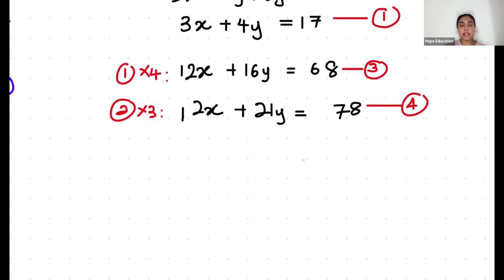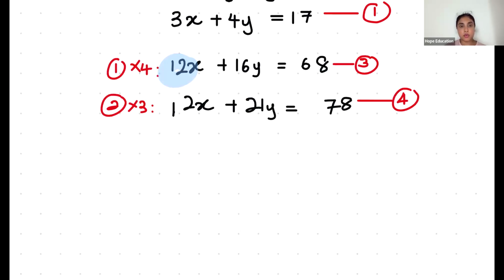Now we have similar elements. We have 12x here, we have 12x here. Let's look at the sign. Here there is plus, here also there is plus, so similar signs. With similar signs, we have to subtract, right? So how do we subtract? Look, equation number 4 minus equation number 3.